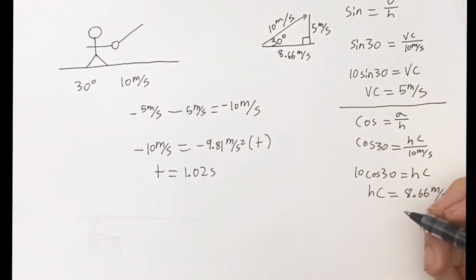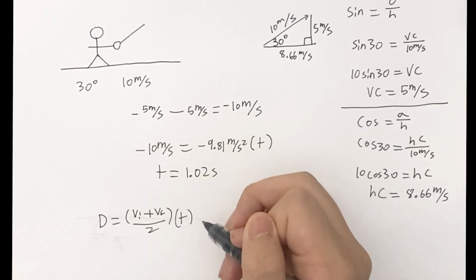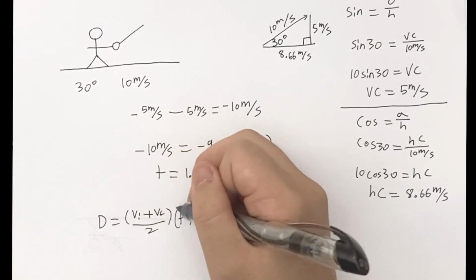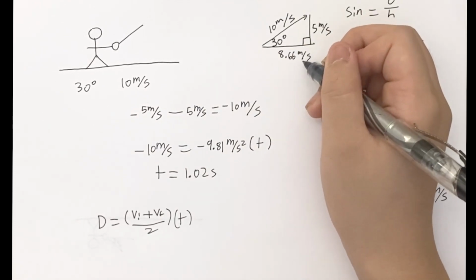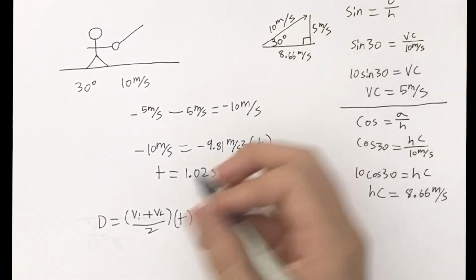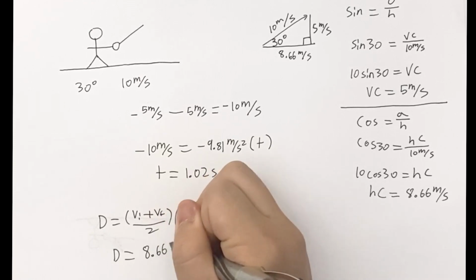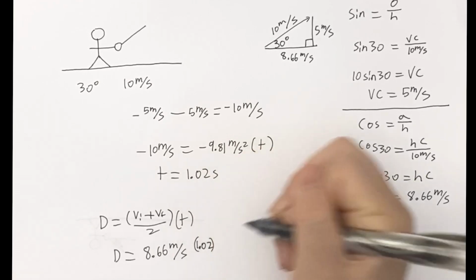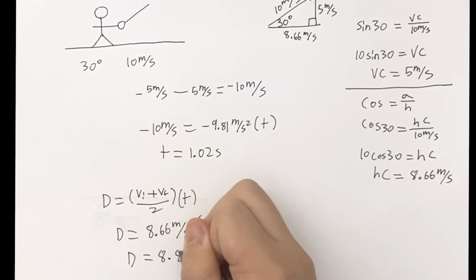Okay. So now we can find out the x displacement slash distance. We can use this equation, VI plus VF divided by 2 times t. Now, if we think about it, this is just the average velocity, and this is the time. So we know that the average velocity is 8.66 meters per second, or at least the horizontal average velocity. So the distance is equal to 8.66 meters per second times time, which is 1.02. So the total distance traveled will be about 8.83 meters.